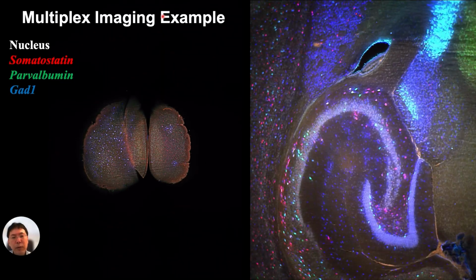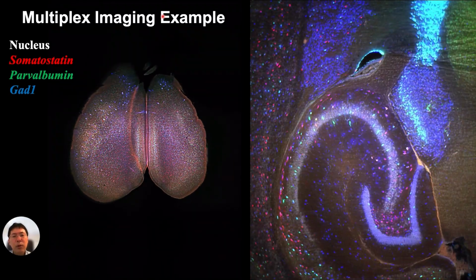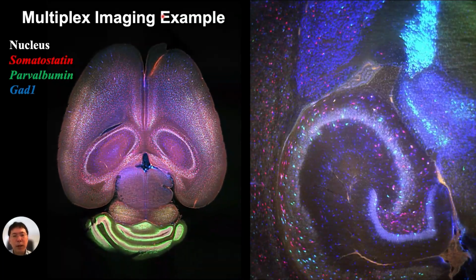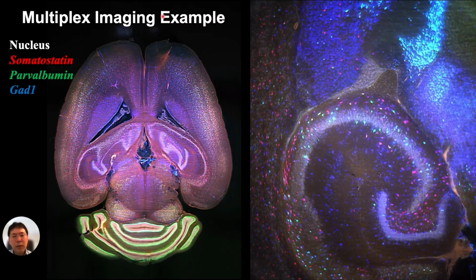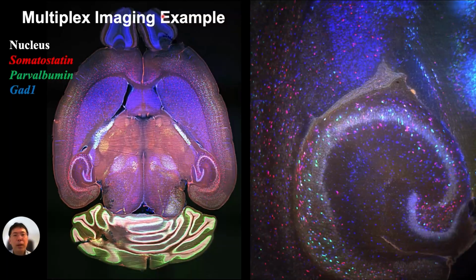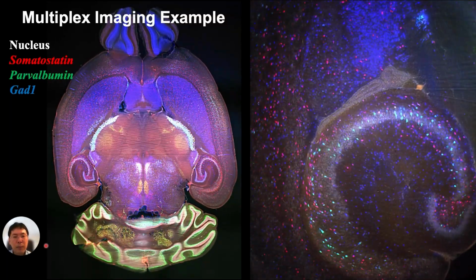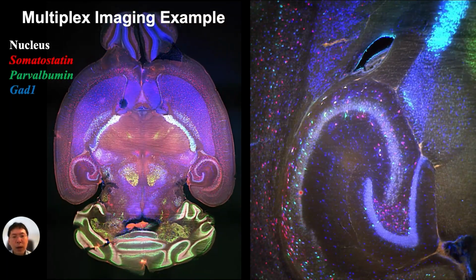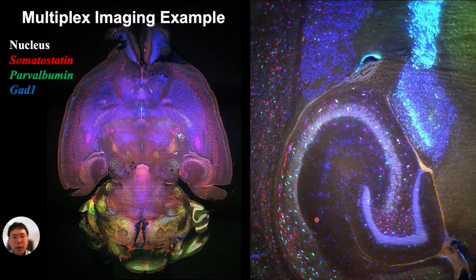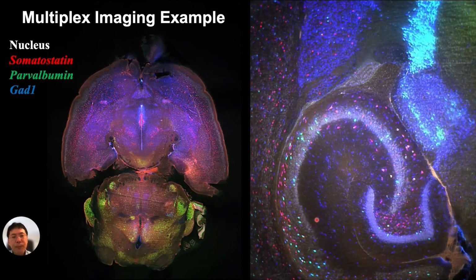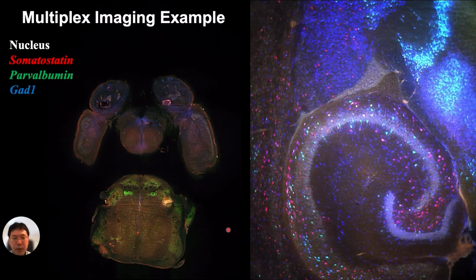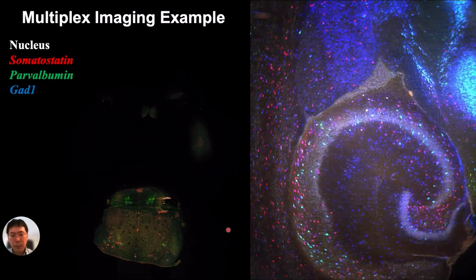To conclude the method development part, I'd like to show you an example of multicolor imaging. We stain the whole brain with 4 colors: gray for nuclei, red for somatostatin, green for parvalbumin, and blue for GAD1. The movie on the left shows full brain view, while the one on the right side provides a magnified view of the hippocampal area. As you can see here clearly, this image achieves single-cell resolution. Let's wait until the movie finishes.